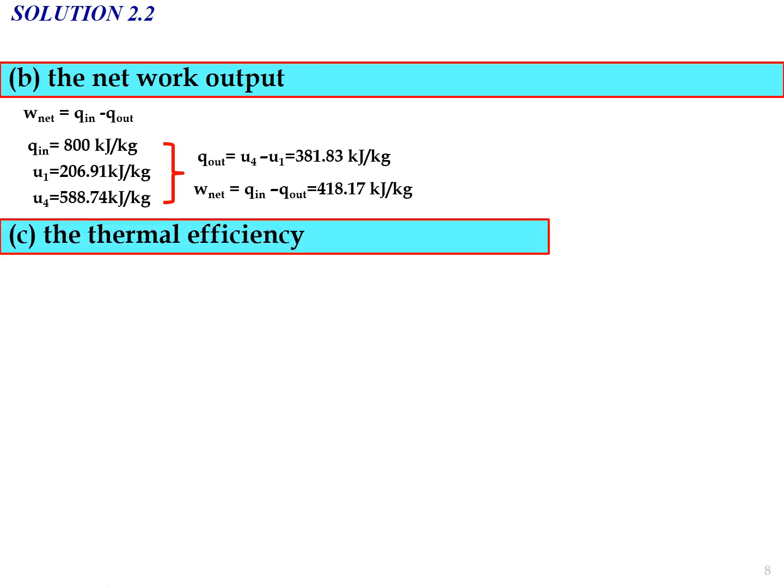Okay, now question C, the thermal efficiency. So we can use the general equation for thermal efficiency, where eta th equal to W net divided by Q in. W net we already calculated, Q in is already given, so substitute the values into the equation. So the thermal efficiency for the Otto cycle equal to 0.523 or 52.3%.